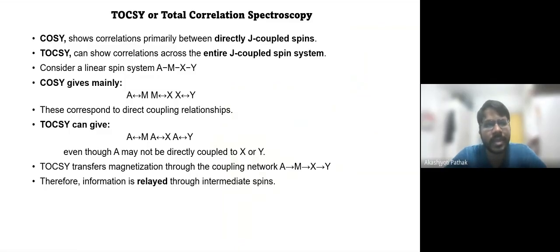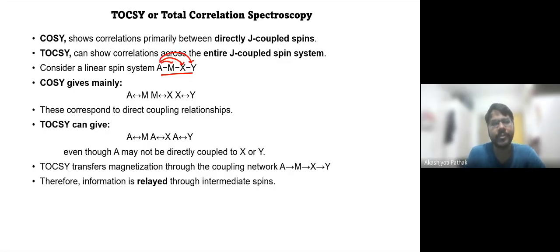Now, the last thing that we have left to discuss is the total correlation spectroscopy. In total correlation spectroscopy, the important point is that you will not only obtain information within an amino acid, you will also obtain information between neighboring amino acids. If we consider a linear spin system like A, M, X, Y, the COSY will only give you information of whether A is coupled to M, or M is coupled to X, X is coupled to Y. But your TOCSY can give you information about all these: whether A is coupled to M, it is also coupled to X, it is also coupled to Y.